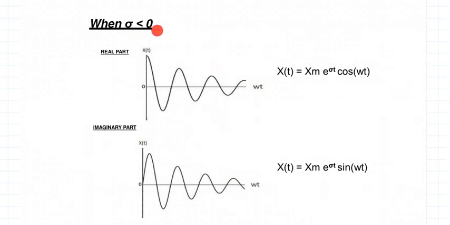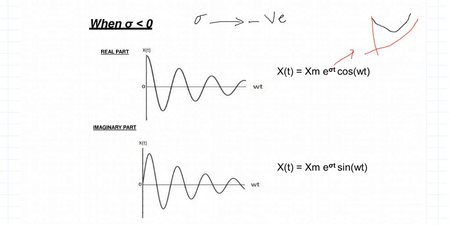So we know that when sigma is less than 0, we are talking about negative values of sigma. Is it not? So when sigma is negative, what happens to the exponential term? If sigma is negative, it means that we have an exponential curve which is continuously decreasing with respect to time, right? We have e raised to sigma t, which is exponentially decreasing with respect to time, right?